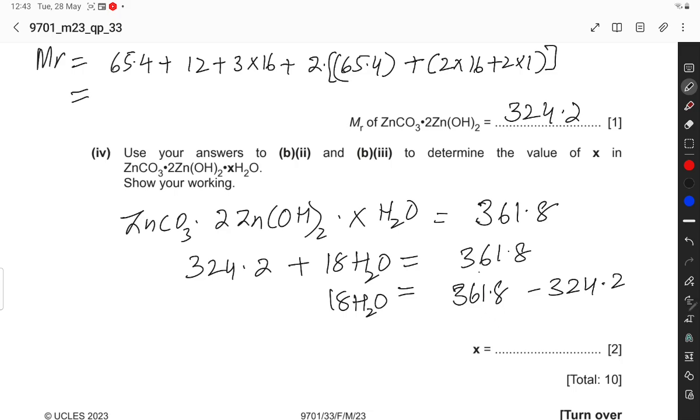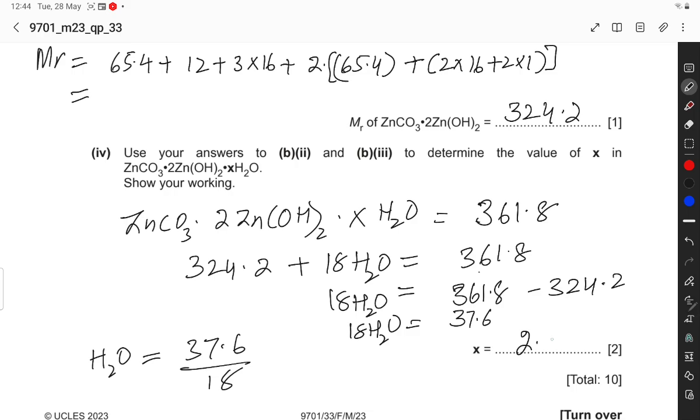So this is equal to 37.6, is equal to 18H2O. Now H2O is equal to 37.6 divided by 18. Divided by 18, we get the mole of water. So this is whole number 2.0. So this is how to calculate the MR of compound and mole of water.